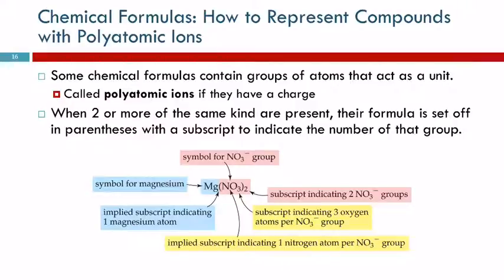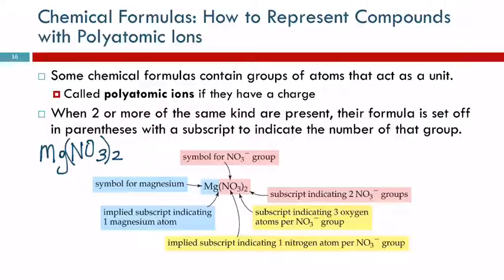Okay, so why do we have to mess around with this? Because if we wrote it like that, it would be very easy to think that that's 1 magnesium, 1 nitrogen, and 32 oxygens. And that's not at all what we mean. Okay, so this is what we've come up with. We put parentheses around that and use a subscript on the outside to say how many.